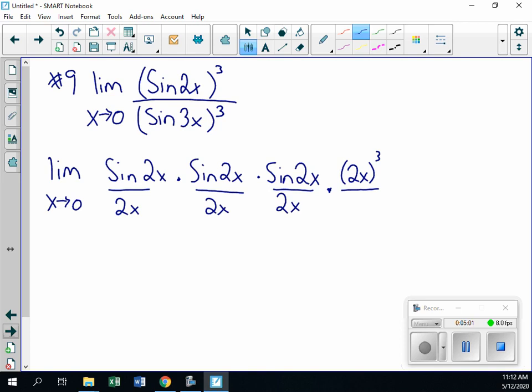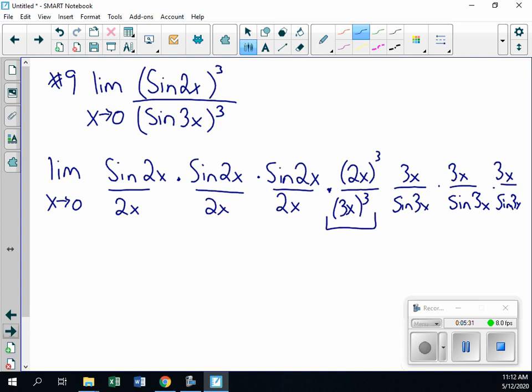Now, for the denominator, I have sine 3x, sine 3x, sine 3x. What do I want to add to the top of all of those so that all of those limits equal 1? I need to add 3x, 3x, 3x. But what cancels out those 3x's? 3x cubed. So now that I've balanced out the numerator and the denominator with this guy right here, I can evaluate all of these limits. This is 1, this is 1, this is 1.